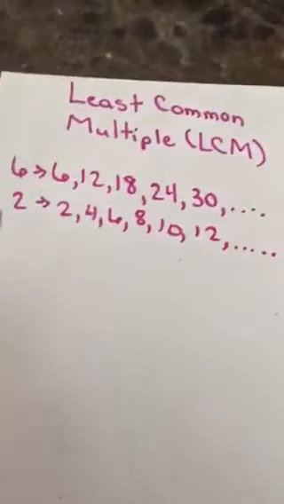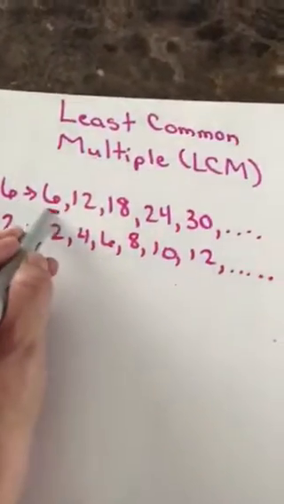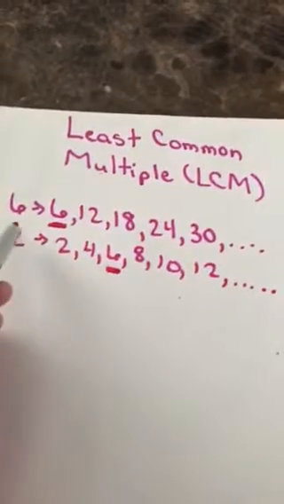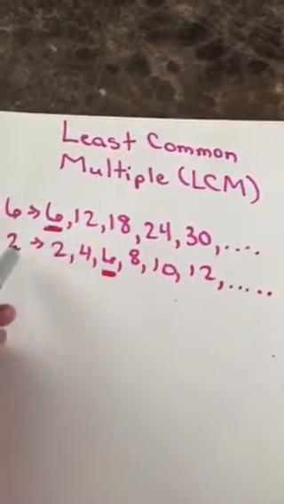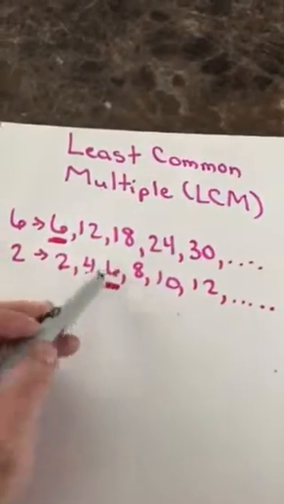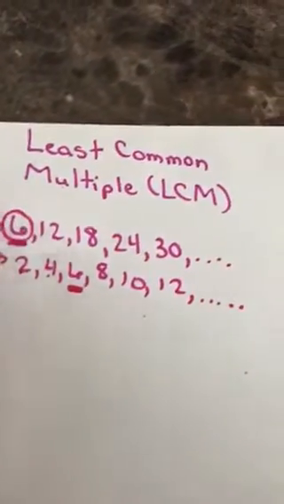So you can see that the first multiple they have in common is actually 6. Because when you start listing your multiples of 6, the first one is 6. And then when we list the multiples of 2, it goes 2, 4, 6. So the smallest one they have in common is 6.